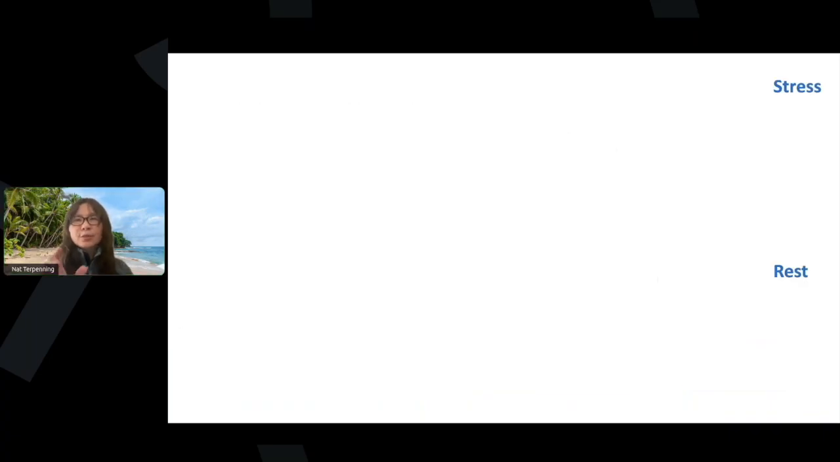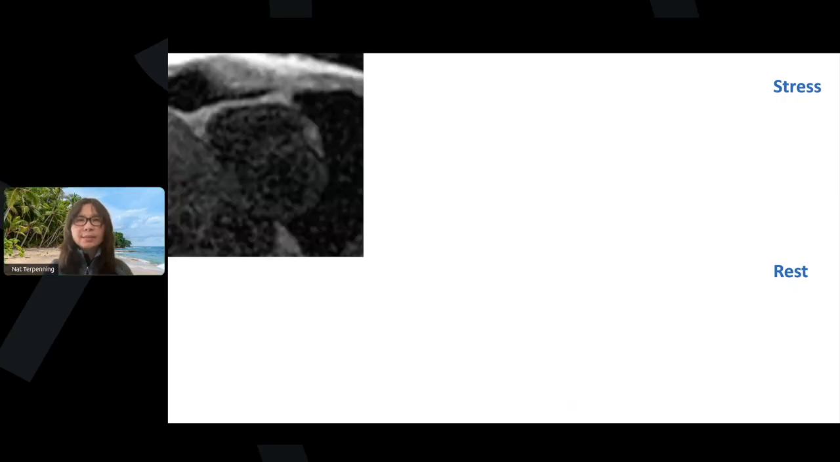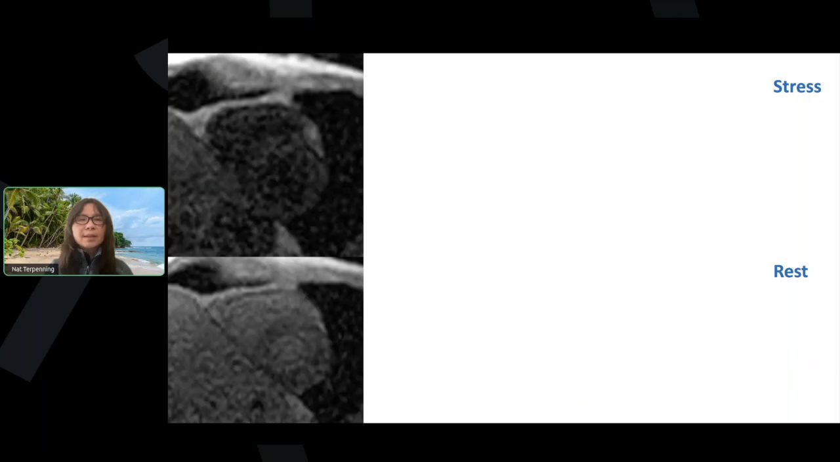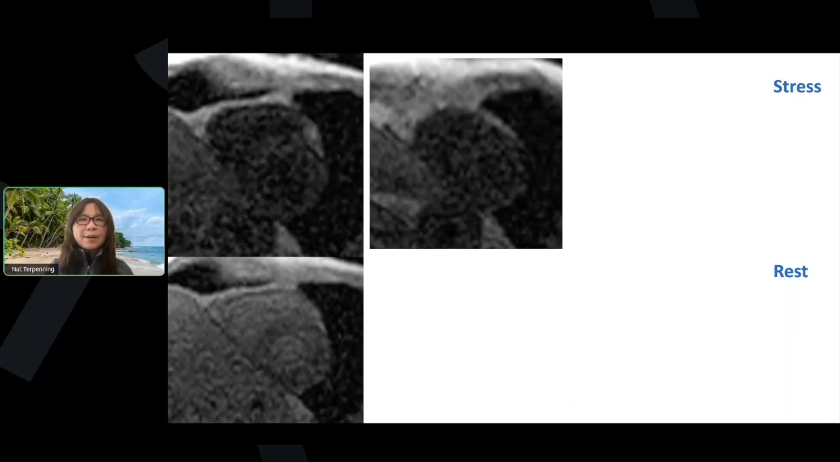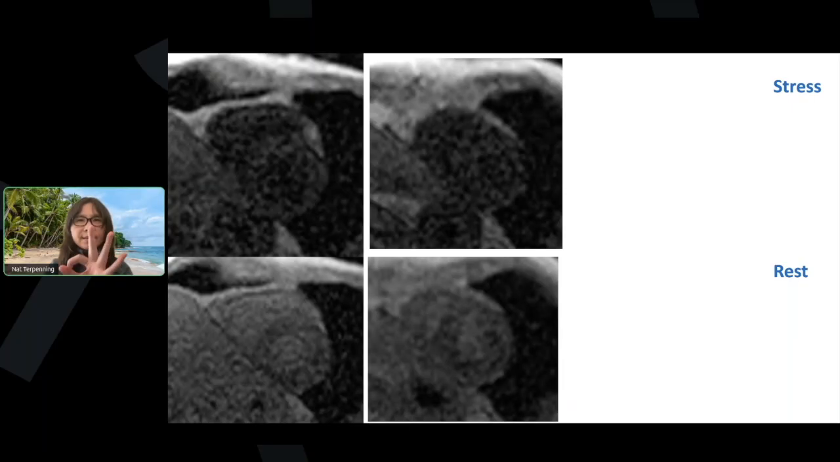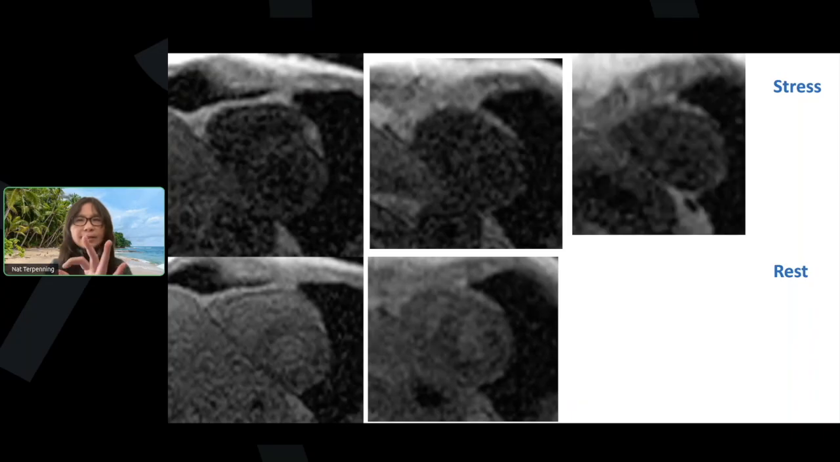We have the stress and the rest. How do we do stress? We scan the patient, and then we inject the regadenoson. And then after that, we inject the contrast right away to get the stress. This is our image. So we normally will get 3 levels at the basal segment, and then this is the rest. And then this is the mid cavity of the stress and rest. And then the apical segment of the stress and then rest.